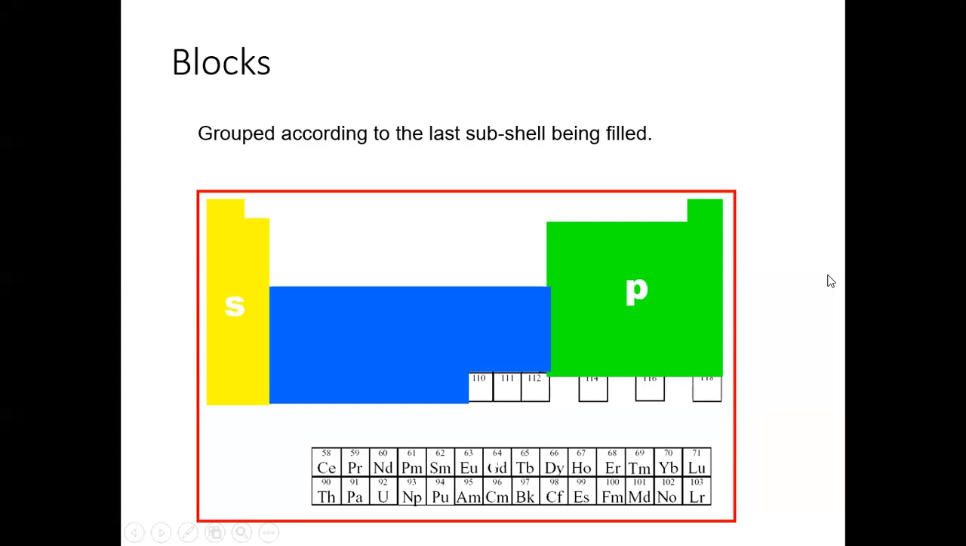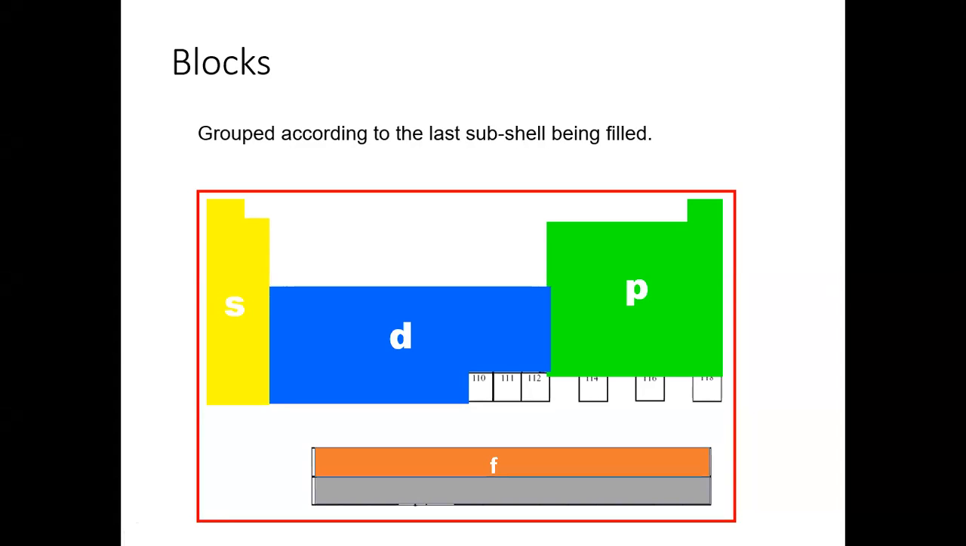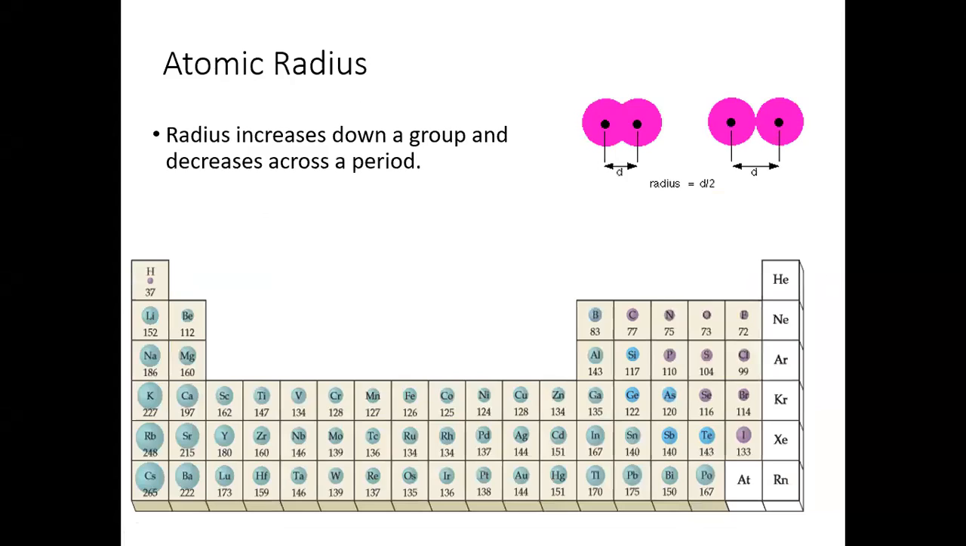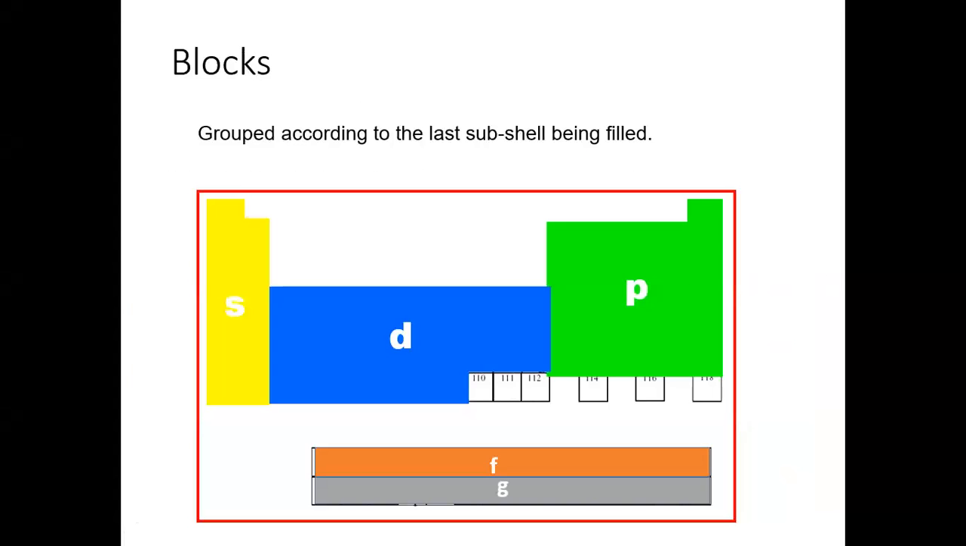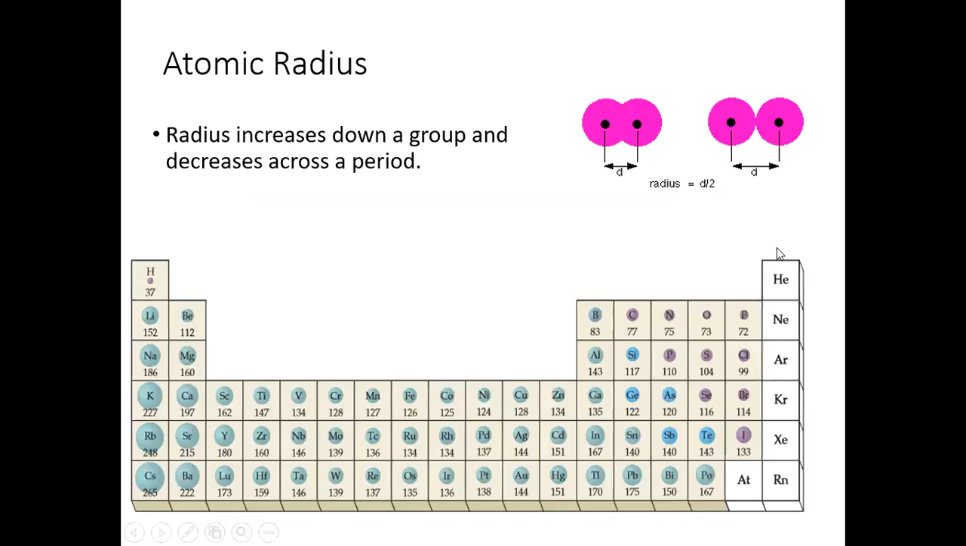The S block, the P block, the transition elements are the D block, the F block, and the G block. The G block is where we said that if there are any new elements, they would fit below the F block there. Right? All right, you can go on.